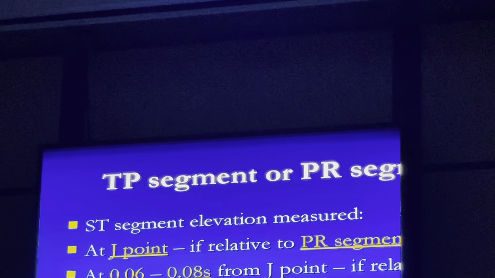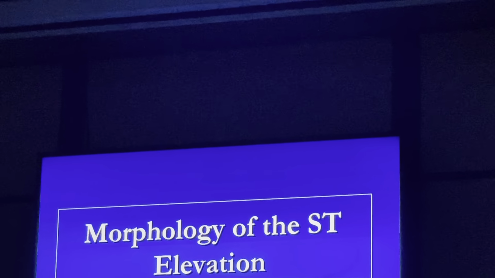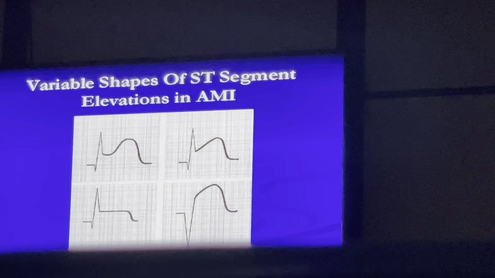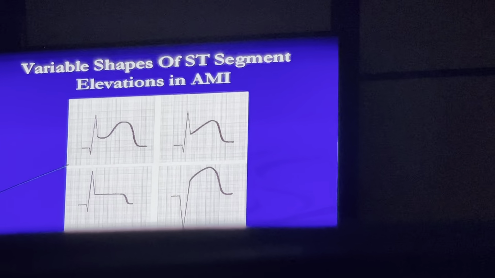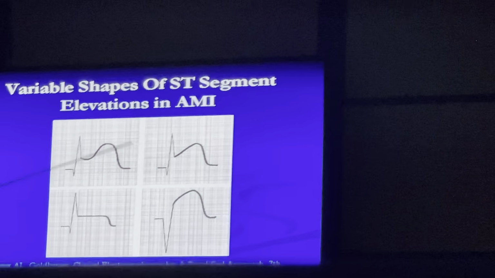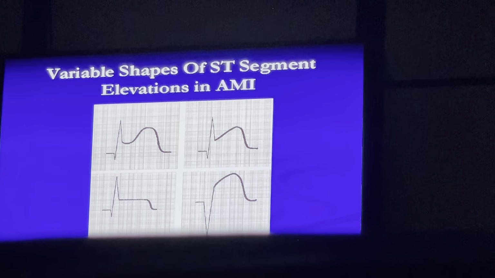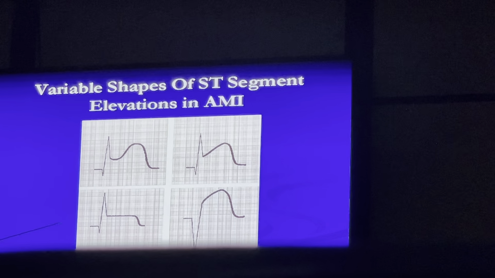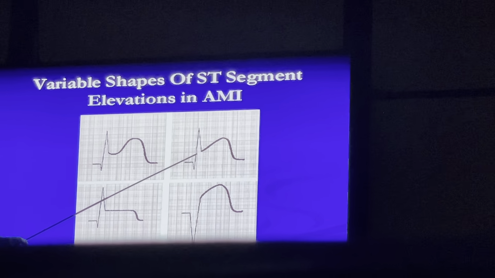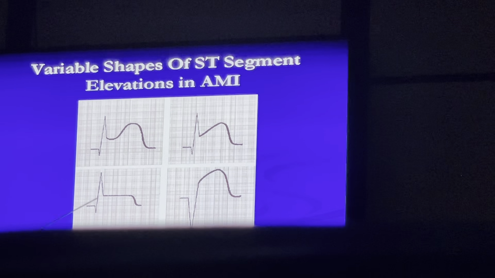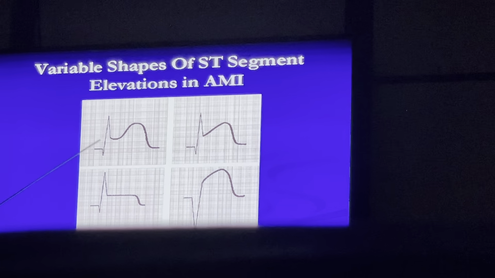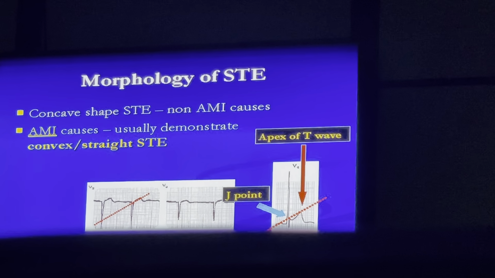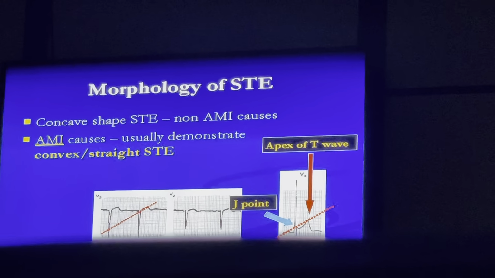Next. So this is the ST segment elevation. These are the shapes which you can see in ischemia, in myocardial infarction. Most of the time they are convex upwards. Fine. So here this is also convex upward. We'll discuss later. Next. So this is the morphology of the ST elevation.